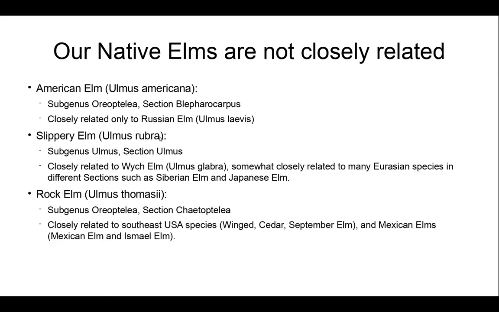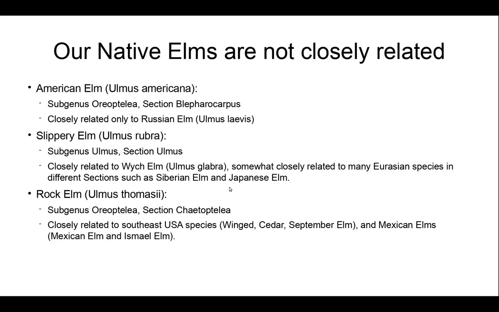So for example, slippery elm is in the subgenus Ulmus, section Ulmus, which is a clue that that's a common type in Europe. So when Linnaeus and friends were making up the taxonomy of elms, subgenus Ulmus, which means elm, section Ulmus, which means elm, these are probably the elms that the Europeans knew the best. And sure enough, it's somewhat closely related to many Eurasian species as well in different sections of the subgenus Ulmus, such as Siberian elm and Japanese elm. And I've already noted how it actually hybridizes easily with Siberian elm.